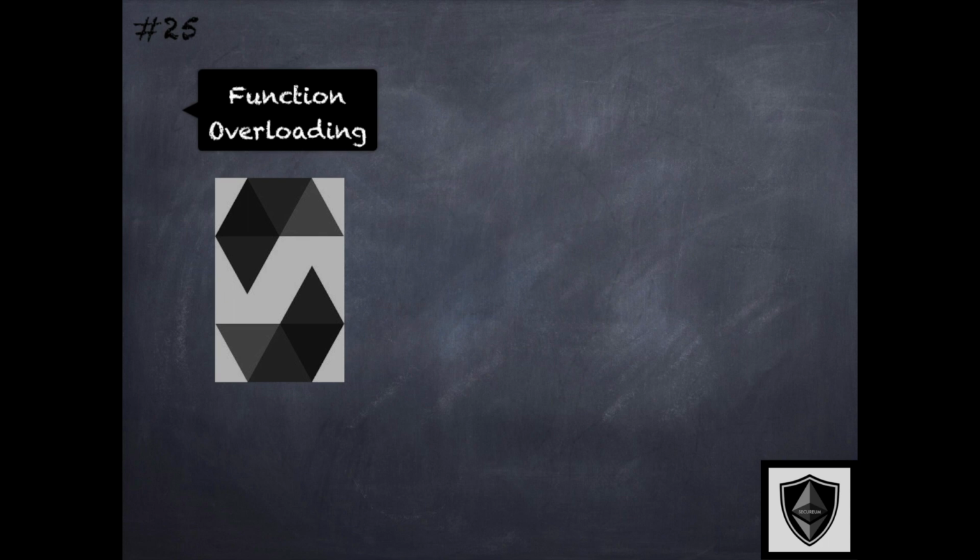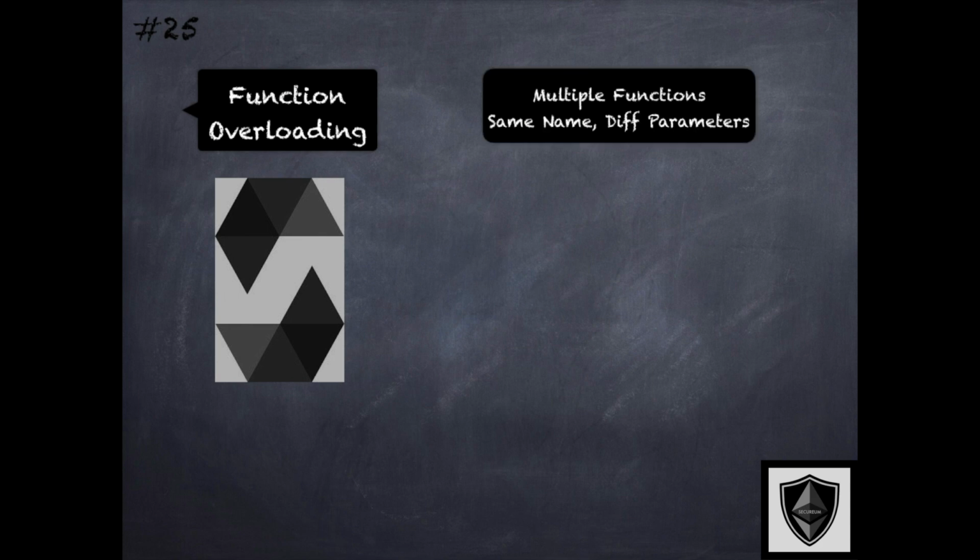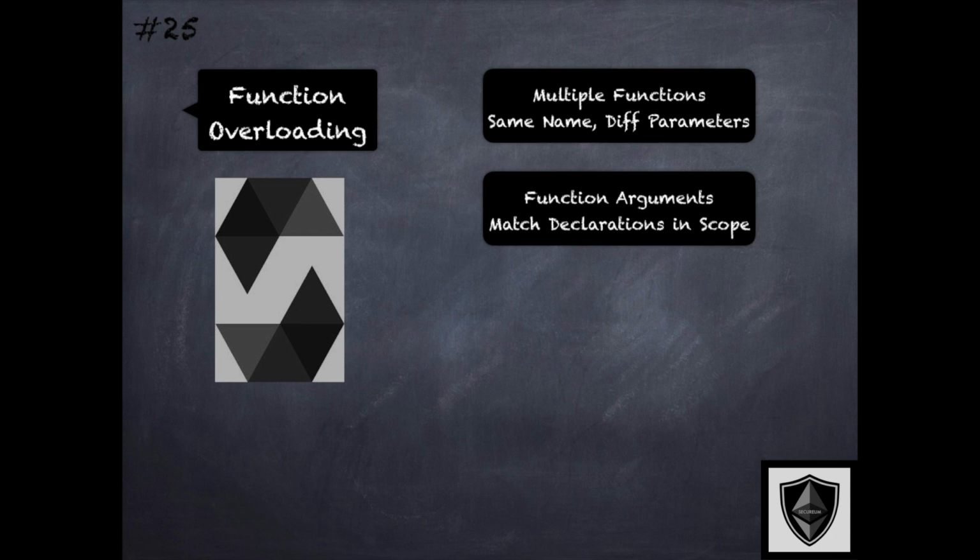Solidity supports the concept of function overloading. That's something fundamental to object-oriented programming. This means that it supports multiple functions within a contract to have the same name, but with different parameters, different parameter types. And this process is called overloading.